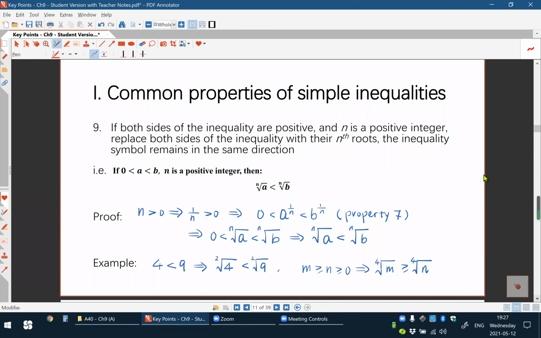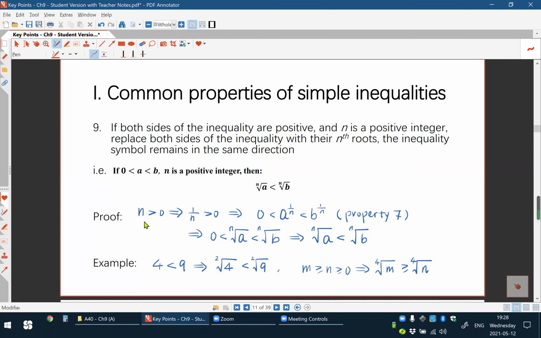Property 9. If both sides of the inequality are positive and n is a positive integer, replace both sides of the inequality with their nth roots. The inequality symbol remains in the same direction. Okay. In other words, if a is smaller than b and both a and b are greater than 0 and n is a positive integer, then we will have the nth root of a is smaller than the nth root of b. Okay.